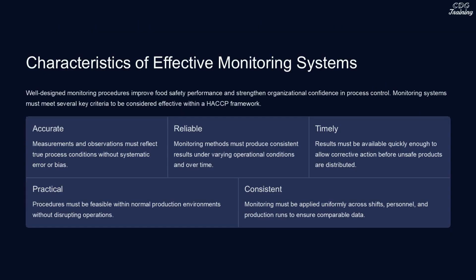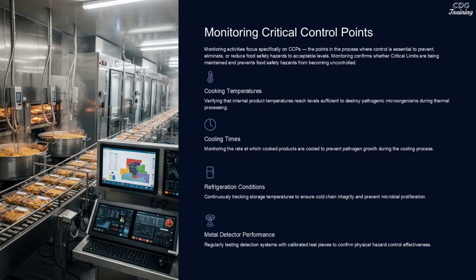Well-designed monitoring procedures improve food safety performance and strengthen organizational confidence in process control. Monitoring systems must meet several key criteria to be considered effective within a HACCP framework. Monitoring activities focus specifically on CCPs, the points in the process where control is essential to prevent, eliminate, or reduce food safety hazards to acceptable levels. Monitoring confirms whether critical limits are being maintained and prevents food safety hazards from becoming uncontrolled.